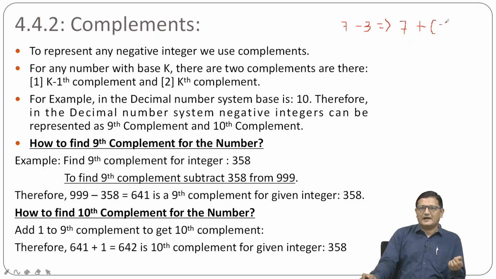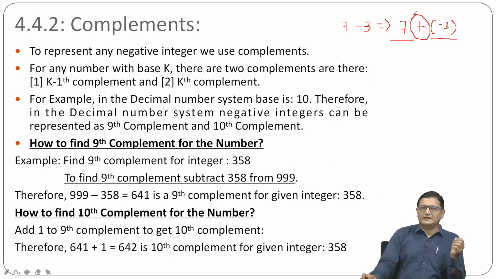Here I have the binary of 7 and the binary of minus 3, and I have to add both of them, right?